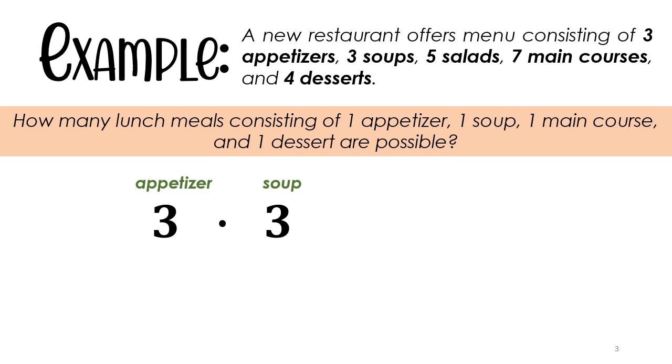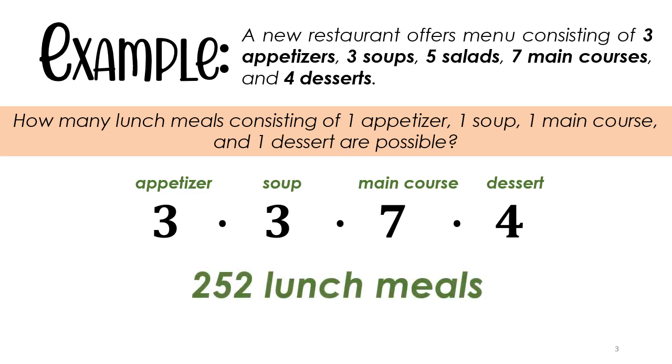Next, we have 1 main course. For the main course, we have 7 choices. And lastly, we have 1 dessert. And for the desserts, we have 4 choices. So to find all the possible combinations of lunch meals that we can have, we just have to multiply 3 times 3 times 7 times 4. Therefore, we can have 252 combinations of lunch meals.